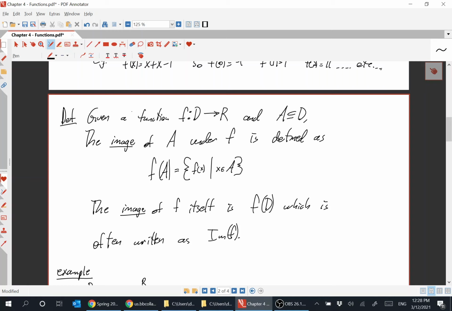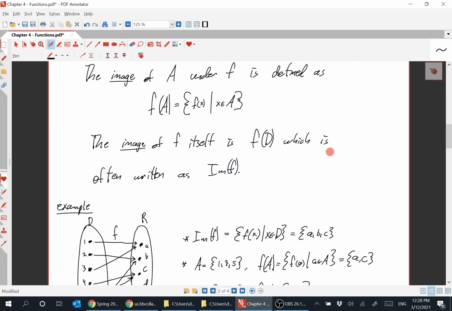Given a function f from D to R, and here's where the confusion starts: images and pre-images. The image of A under f is defined, so you have a function f, and A is a subset of the domain. The image of A under f, we write f of capital A, is the set of all f of little x such that x is in A.